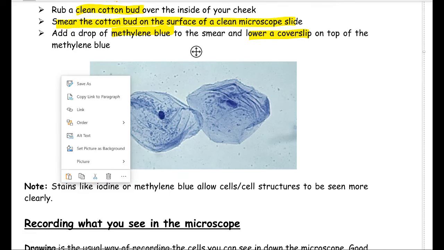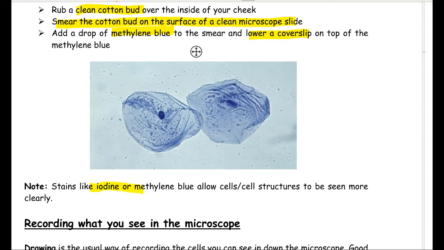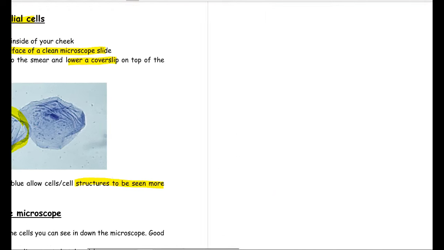Now, in each one, we use stains like iodine or methylene blue because it allows the structures to be seen more clearly or more easily. If we didn't stain these cells, which is a typical cheek cell, you wouldn't be able to see it as easily. Now let's summarize that.